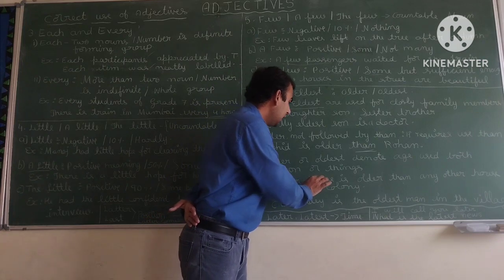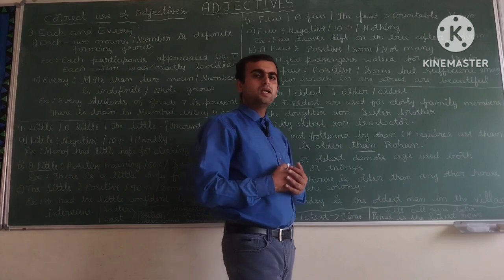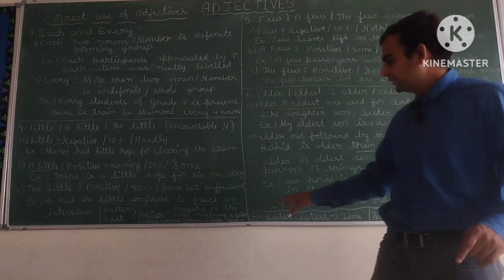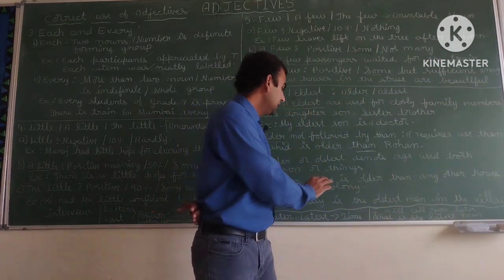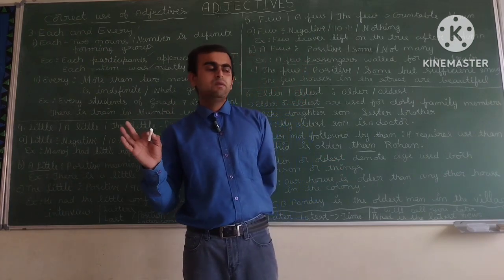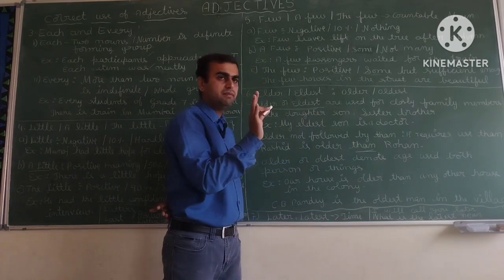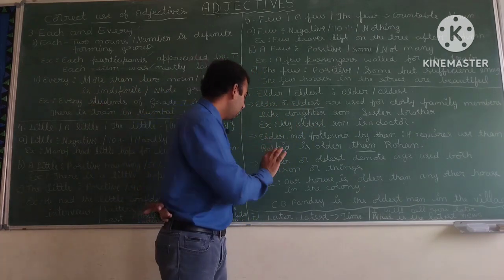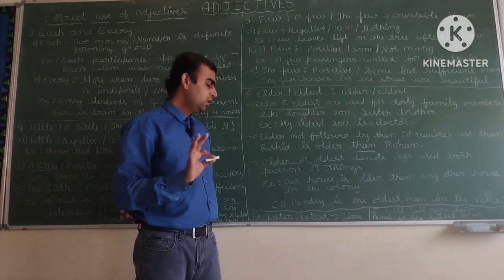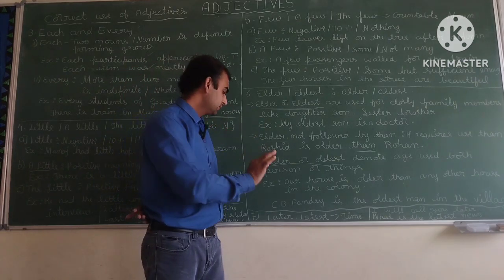Example, our house is older than any other house in the colony. Second, Chulbul Pandey is the oldest man in the village. Is it clear? Elder and eldest we use for closely related family members and only for a person. Older and oldest we use for person or things.